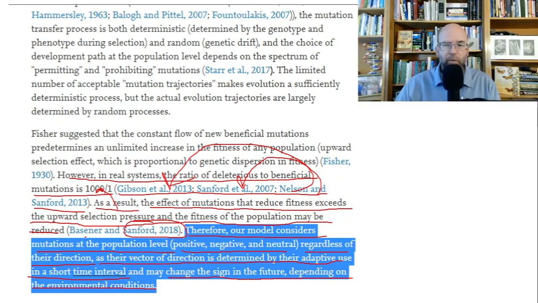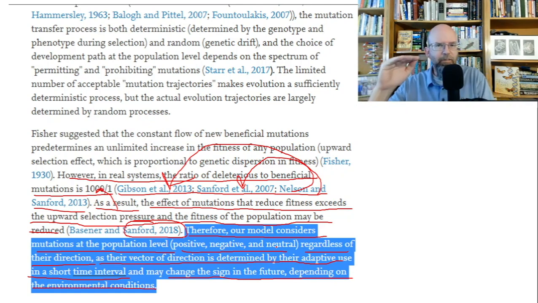Now, what's really important here is you're saying, look, our model is more dynamic. We're going to say that mutations can be positive, negative, or neutral in a specific population at a specific moment in time. But then we're going to allow the vector of the direction, whether they're increasing, decreasing, or neutral in terms of what they add to the fitness of that individual, to be determined by the adaptive use in the short time interval. So you examine that population at that moment in time and you say, is this a good mutation, a bad mutation, or a neutral mutation? And that affects those individuals in that population with respect to whether they're going to have offspring and all that, right? But it might change the sign in the future.